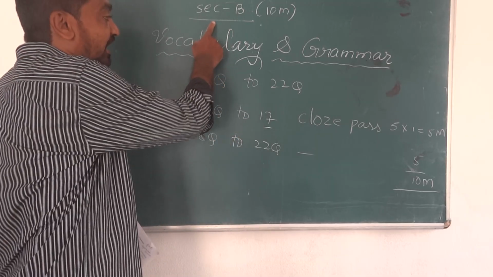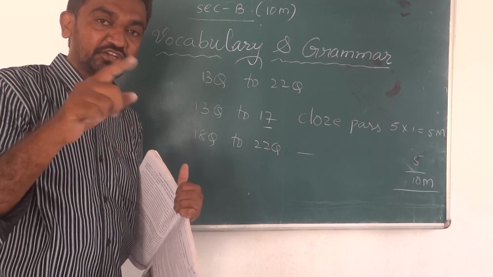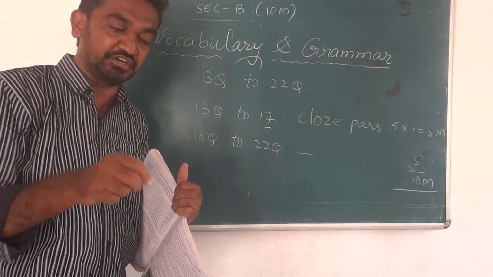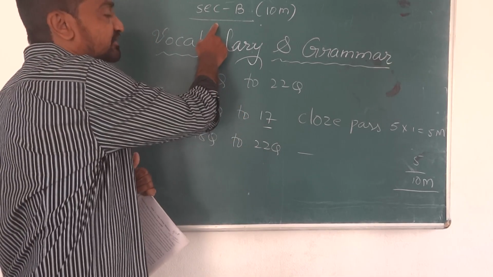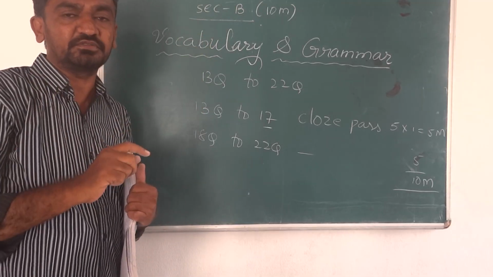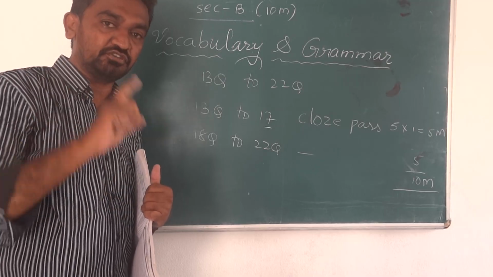So getting the marks in section B of paper 1 is very easy. You just go through the textbook, you read the textbook as many times as possible, then you will get the marks in section B. But in the second paper, there is no prescribed syllabus. A particular syllabus is not there for the second paper of section B. So there you face the problem.